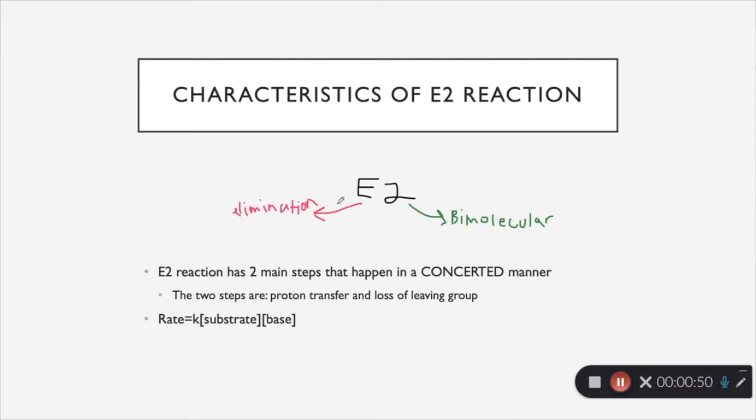The E here just represents that it is an elimination reaction, and then the 2 means that it is bimolecular, meaning that the two steps happen in a concerted manner. And the two steps, like we talked about in the overview of E2 reactions, are a proton transfer and the loss of a leaving group. And also, the rate of this reaction is dependent on the substrate and the base.